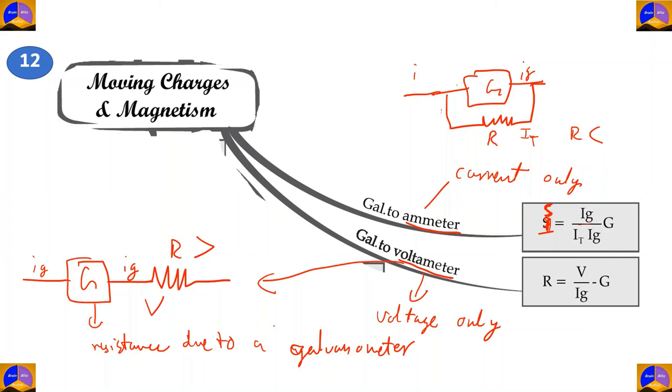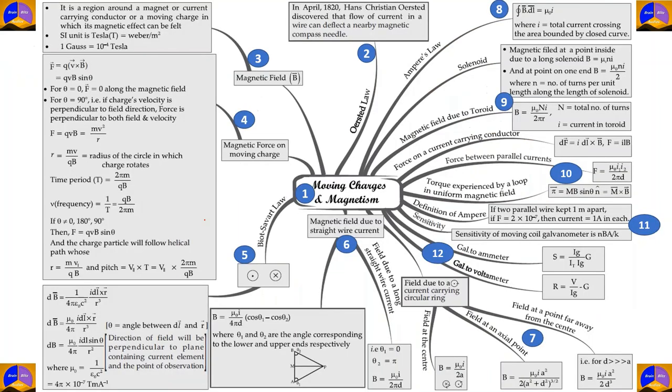So that's how you convert a galvanometer to either an ammeter by connecting a low resistor in parallel, or a voltmeter by connecting a high valued resistor to the galvanometer in series. And so that concludes this chapter, Moving Charges and Magnetism. We've taken all 12 points and have understood them in some detail.